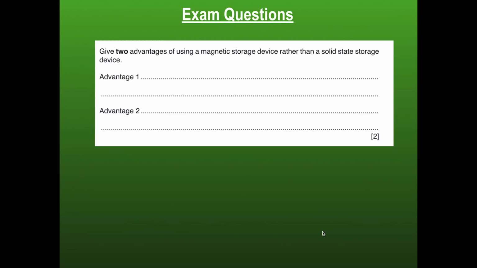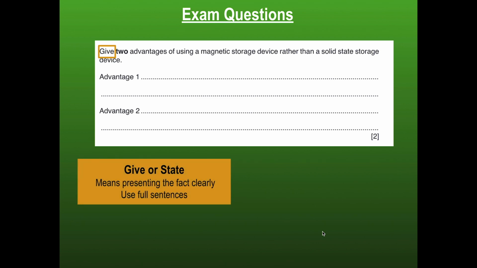This one's a little bit more written. So now we want to know what are 2 advantages of using a magnetic storage rather than a solid state storage. It's asking us to give 2 advantages. So that means that we need to present some facts very clearly, no opinion, fact and a full sentence, just straight up, what is an advantage? We don't need to know anything about the SSD, just really what is the advantage.